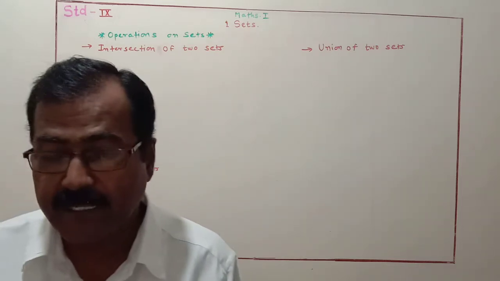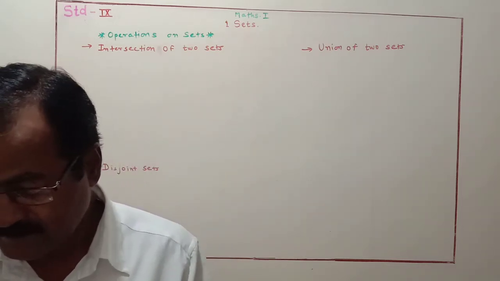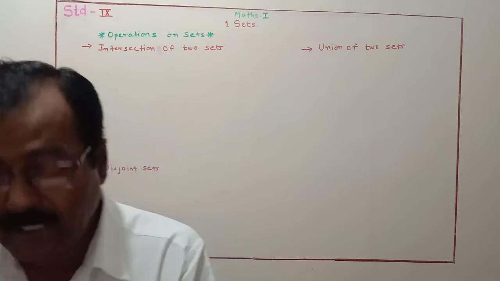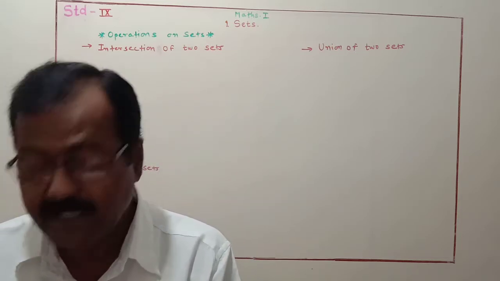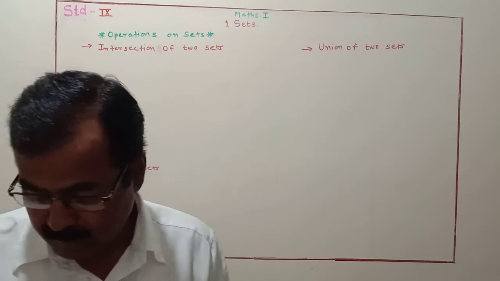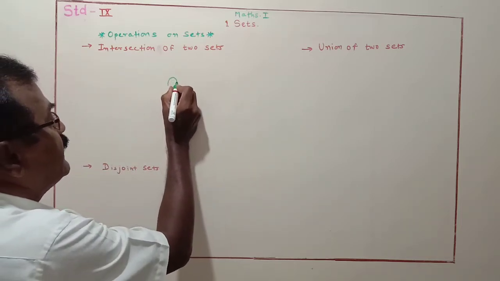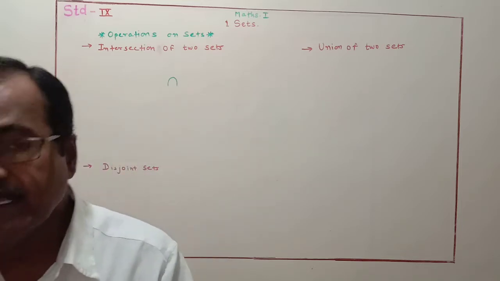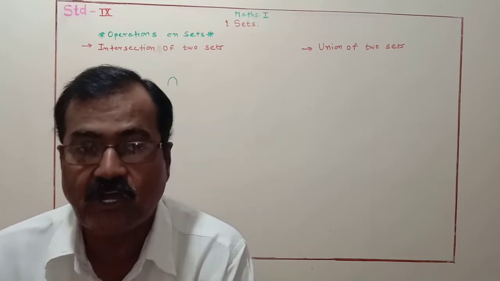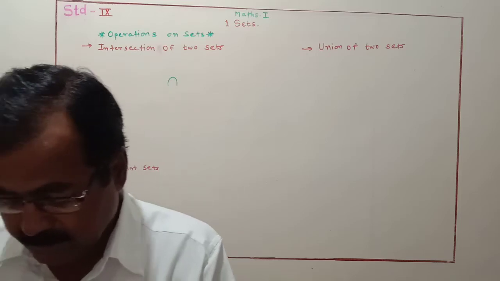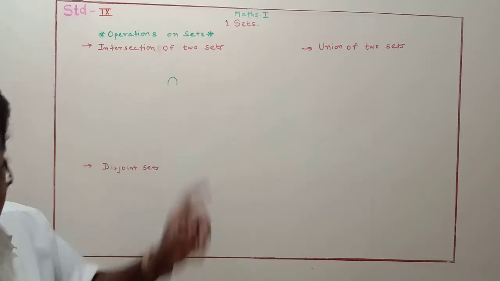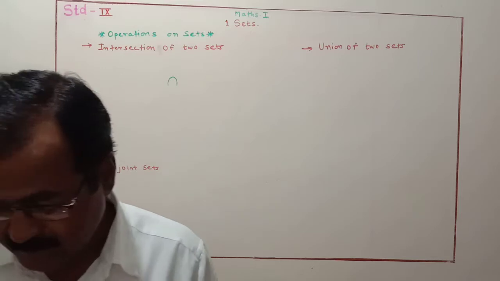Suppose A and B are two sets. The set of all common elements of set A and set B is called the intersection of sets A and B, which is denoted by this sign and read as A intersect B. Suppose there are two sets A and B. The set of all common elements of A and B is called the intersection of sets A and B.